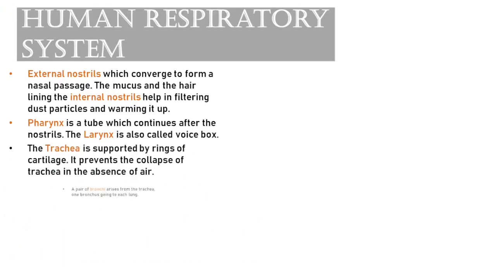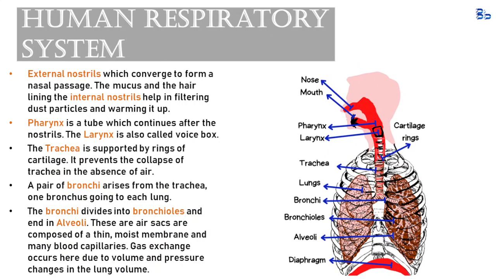Now let's look at the human respiratory system in detail. When we observe the nose of human beings, the openings are called the external nostrils, which diverge inside to form a tube called the nasal passage. This nasal passage is lined with mucus and hair-like structures which perform two major functions. One is to trap any microbes or dust particles in the external air, and the other is warming up the air. Warming up the external air helps in diffusion because warm air tends to diffuse faster than colder air.